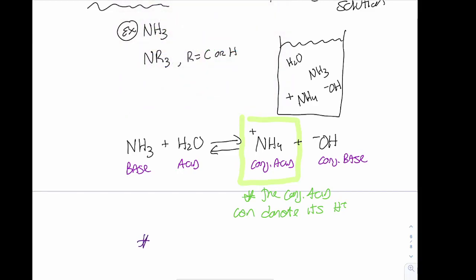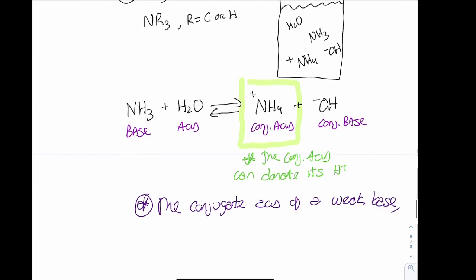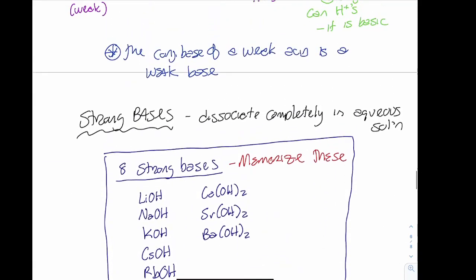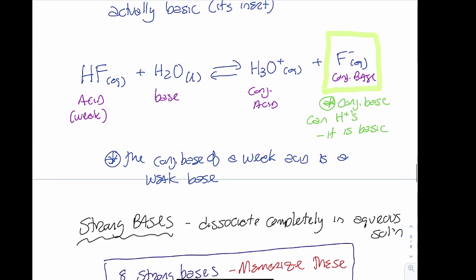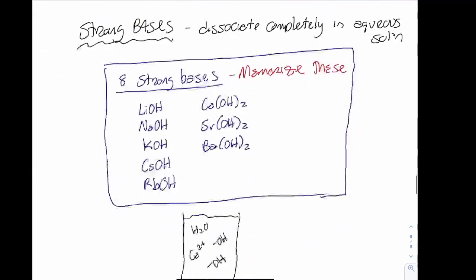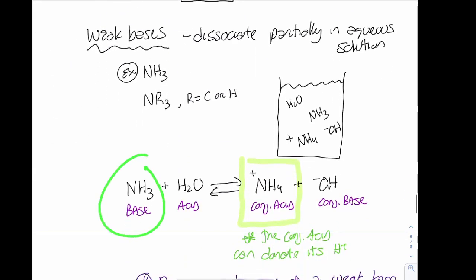Right? The conjugate acid of a weak base is a weak acid. So just comparing here, if I have a weak acid, its conjugate base is basic. If I have a weak base, its conjugate acid is acidic.